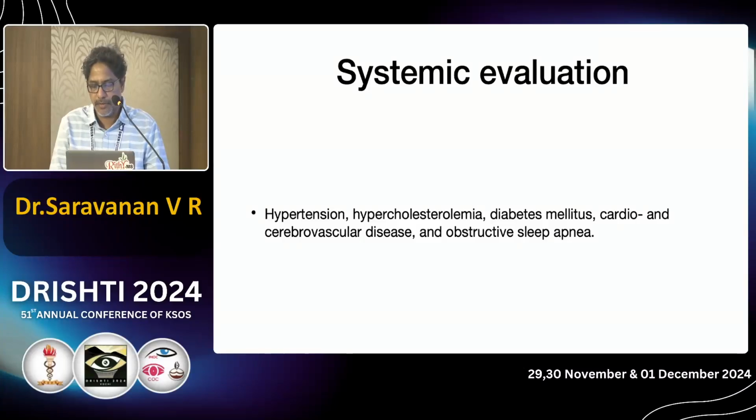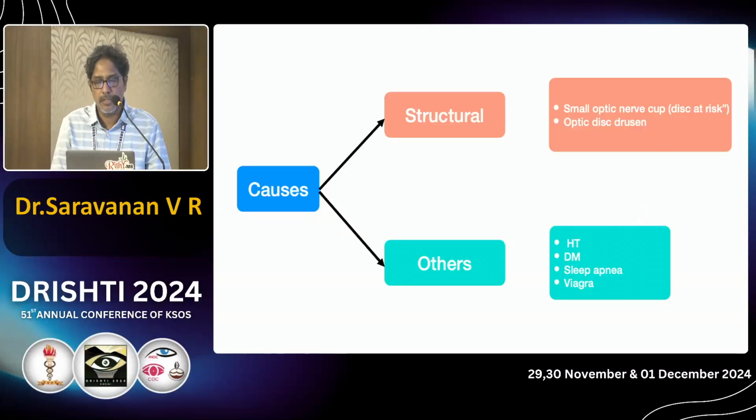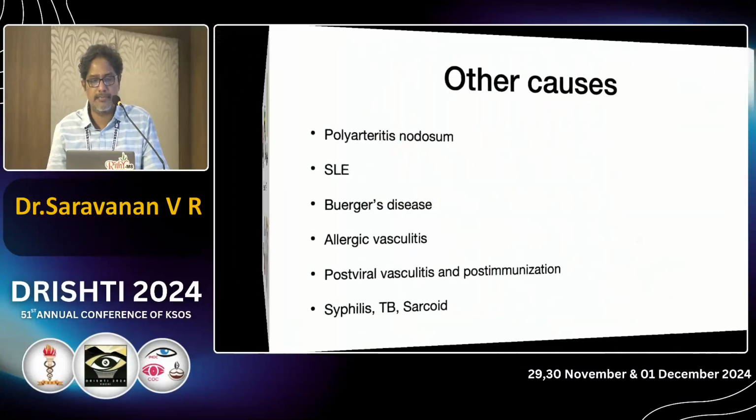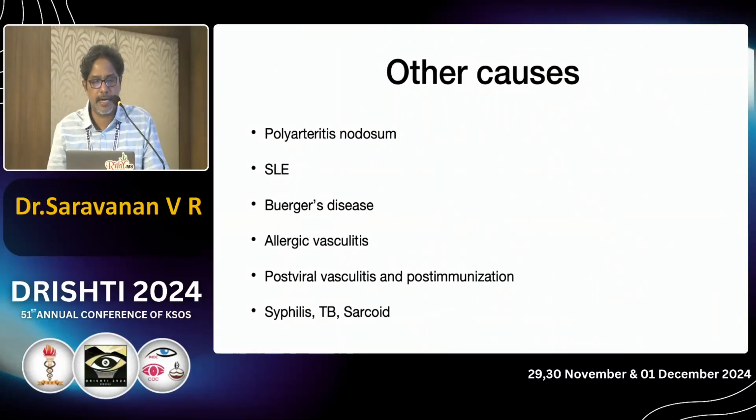So the other thing when you diagnose NAION is to rule out the cause, because treating the cause can prevent such an eventuality in the other eye also. So common causes are disc at risk, which you see, and apart from that, the routine vascular diseases like hypertension, diabetes, sleep apnea, and post Viagra, a few cases have been reported, and hypercholesterolemia. So all these can be risk factors, and addressing these risk factors will go a long way in preventing the same from occurring in the other eye.